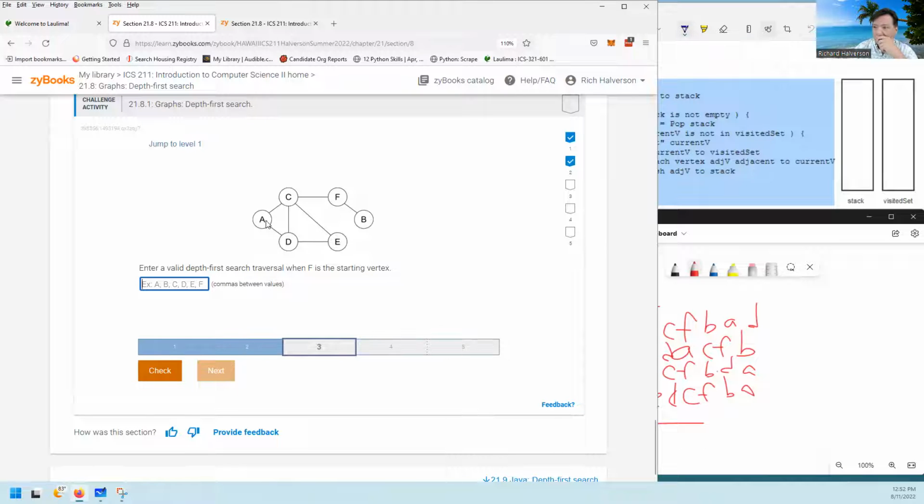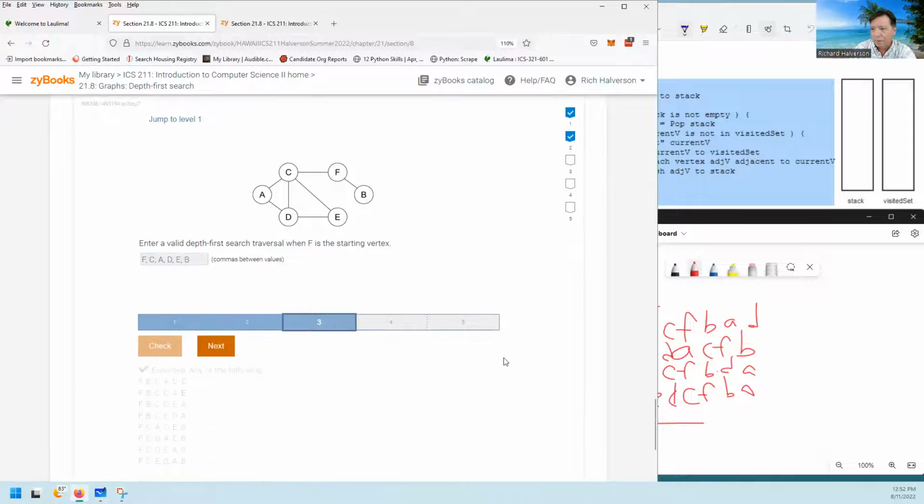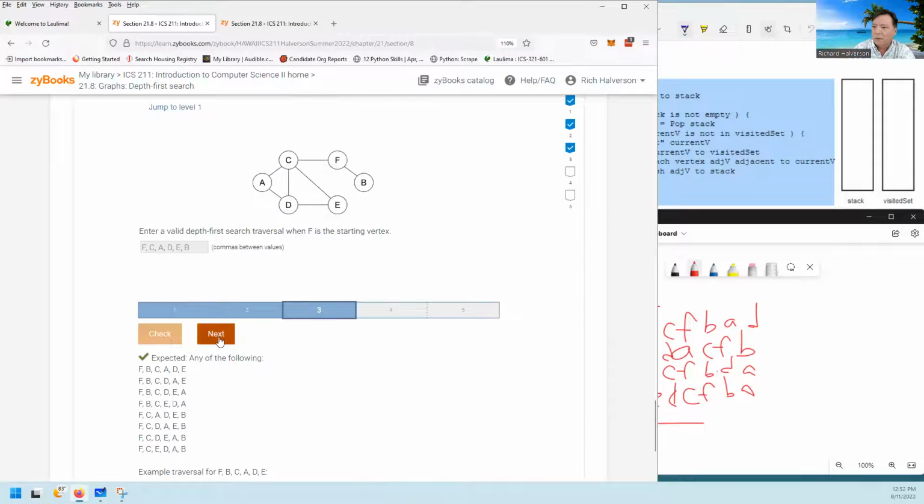Enter a valid depth first search traversal. How about F, C, A, D, E, B? That works. F, C, A, D, E, B. F, C, okay. Enter a valid depth first search traversal when F, okay. Looks good. All right, those are all the ones. And what's the next one?